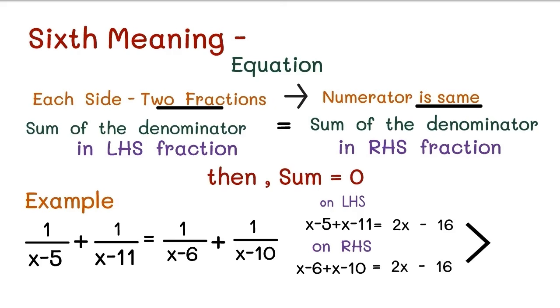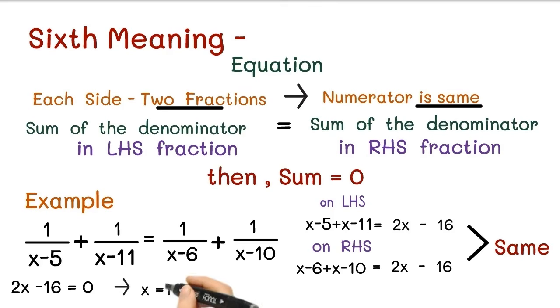You can see both sum are same. So that reason we will equate 2x minus 16 with 0. So 2x minus 16 equals 0. Then x is equal to 16 upon 8 and x is equal to 2. So this is the value of this variable and solution of this equation.